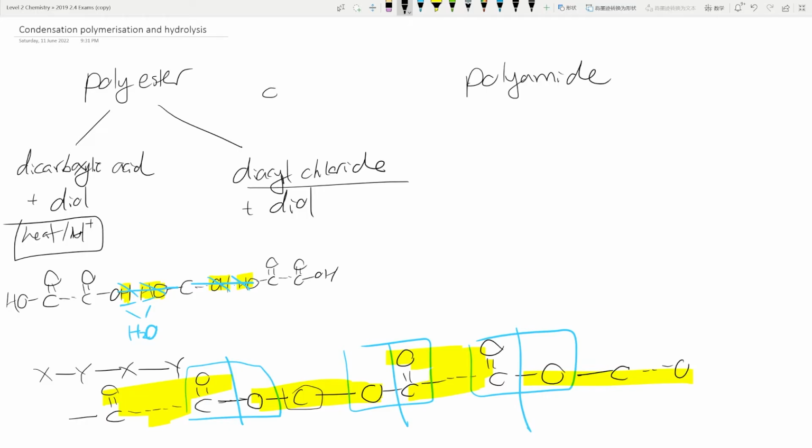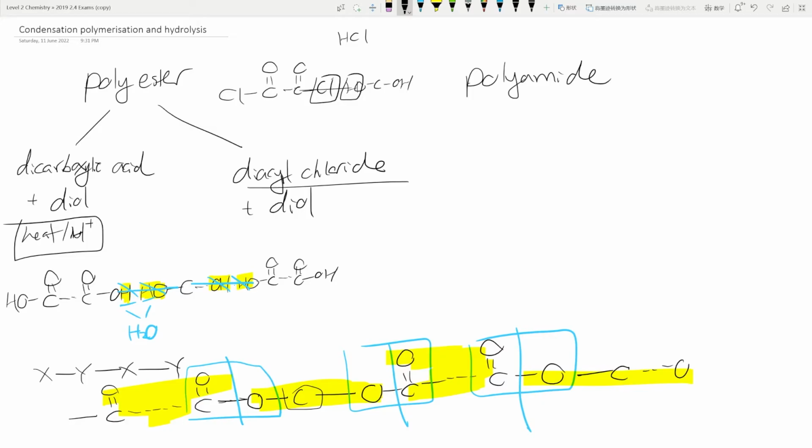With the diacyl chloride, it's exactly the same thing. You have COCl with COCl, and then you have the same thing, the OHs on the sides of the carbon chain. What's going to happen here is the same thing: the Cl and the H are going to bugger off to make HCl as your condensate, and then you just join them together. So it becomes pretty much the same thing.